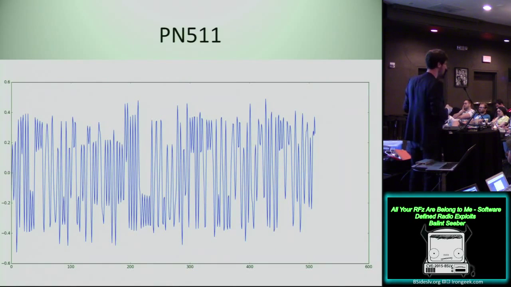And this is known as the PN511 code. This is defined in the standard. You can open up the PDF and it will have it there. And when you take that, and I have a little GNU Radio flow graph, it takes this long sequence and turns it into the baseband signal. So this is actually what is transmitted over the air.